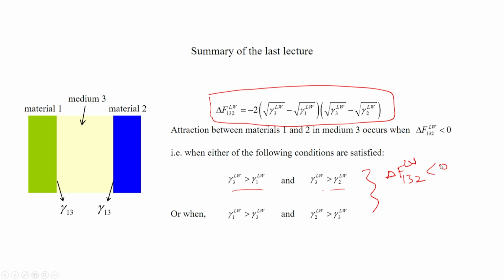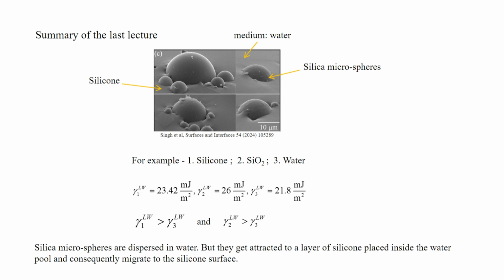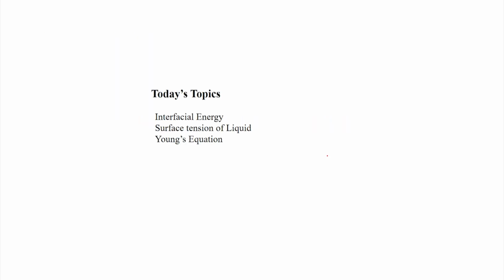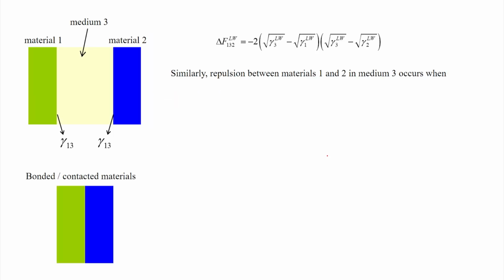Then we have attraction between the materials 1 and 2 in medium 3. So, what will happen is that material 2 will migrate to meet material 1. We presented this practical example from an experimental observation and analyzed these results. We will continue this discussion today.